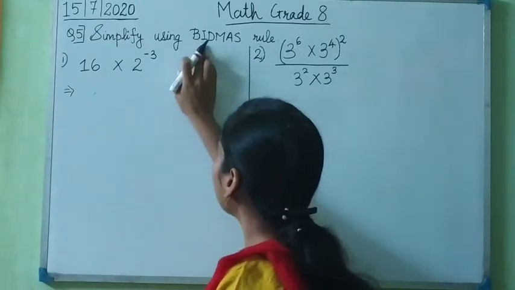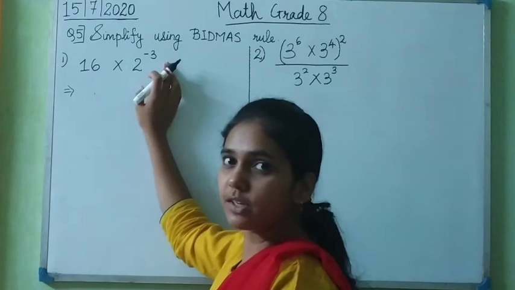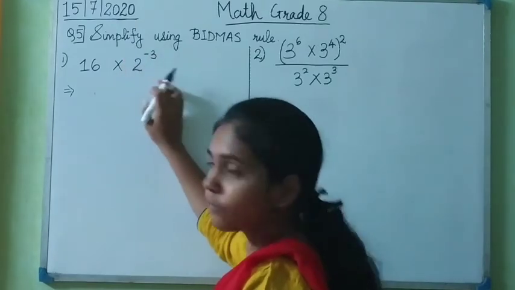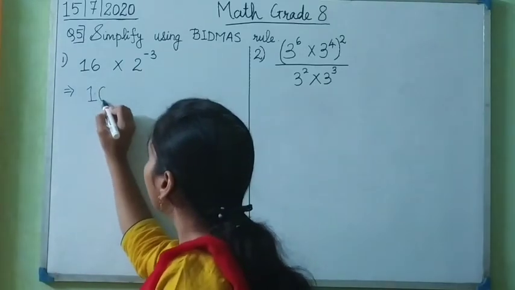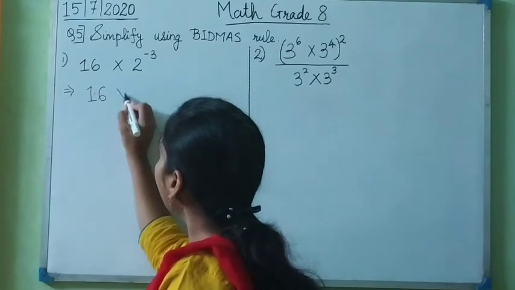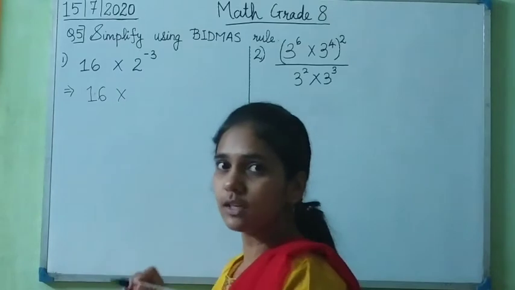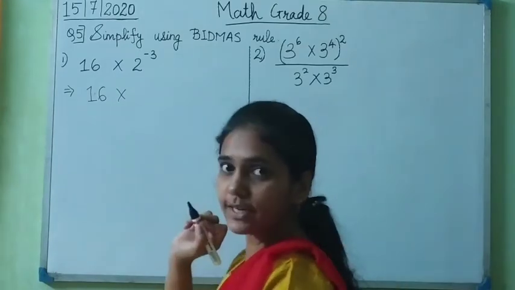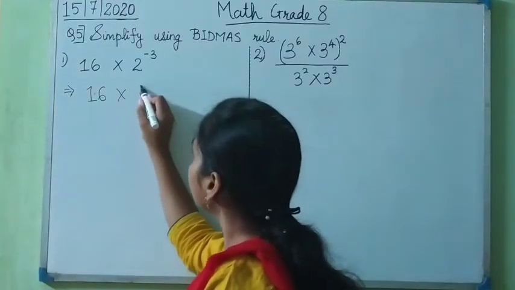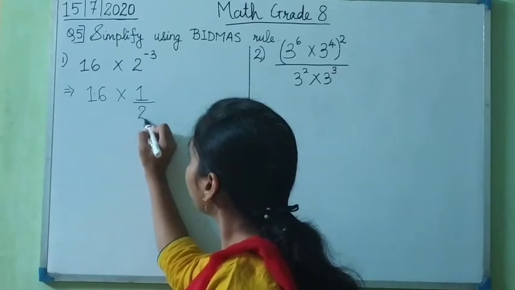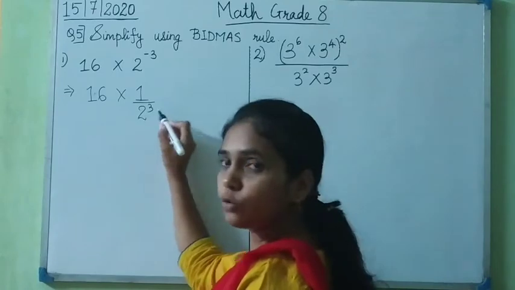So what comes after bracket? Indices. Are there indices in this sum? Yes. 2 raised to minus 3. Minus 3 is an index, right? So we have to solve this number first, which has an index. The first number, which is 16, will remain as it is. Then the second number, 2 raised to minus 3. According to the fourth law of indices, any number raised to a negative power is written as what? 1 upon 2 raised to 3, right? So we can write 2 raised to minus 3 as 1 upon 2 raised to 3.